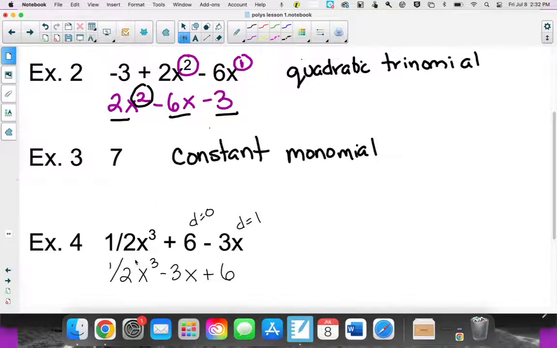All right, so let's name it. Highest degree is 3, and there are 3 terms. And again, I know there are 3 terms because I have these 2 separated by a minus, and these 2 separated by a plus. So that's 1, 2, 3 terms. So this is a cubic, for the degree of 3, trinomial.